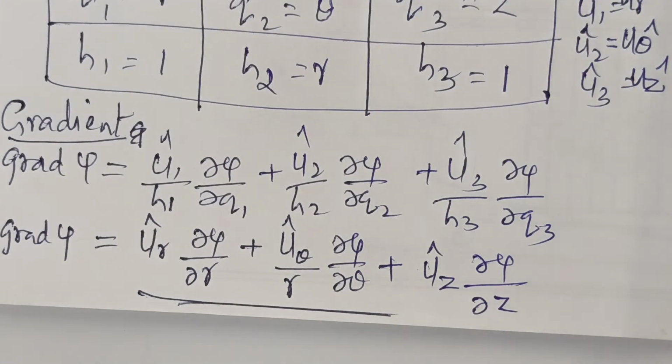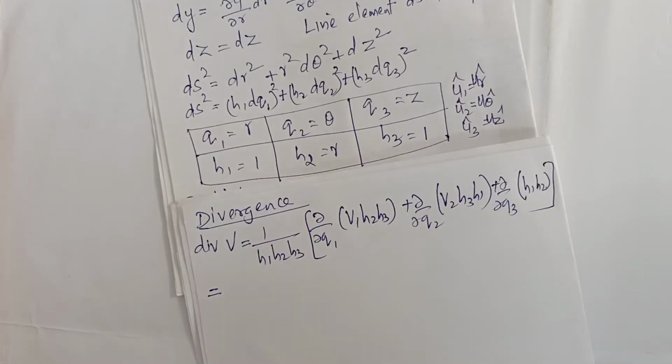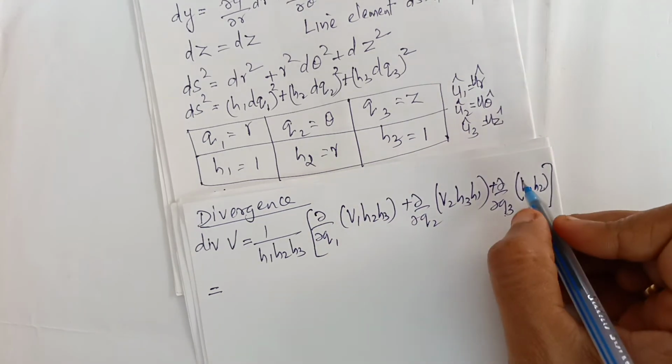Now we shall see the divergence. We have written the standard formula: 1 by h1 h2 h3 times dou by dou q1 of v1 h2 h3, plus dou by dou q2 of v2 h3 h1, plus dou by dou q3 of v3 h1 h2.